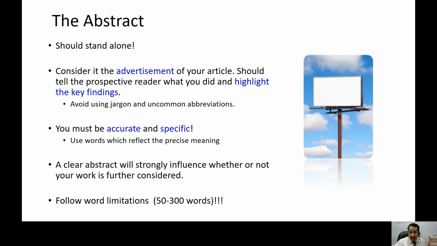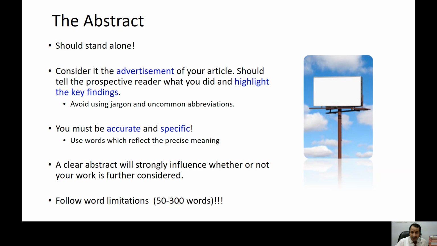Now let's come to the abstract. What is the abstract about? First of all, the abstract should stand alone. It should not refer to something else. You should not cite references here. You give a brief about the story, about the paper. It's like an advertisement, okay? You highlight the key finding, and you show it to the prospective reader. Avoid using jargon or uncommon abbreviations. Abbreviations are not suitable. Try to avoid them, even in the title, if you can.